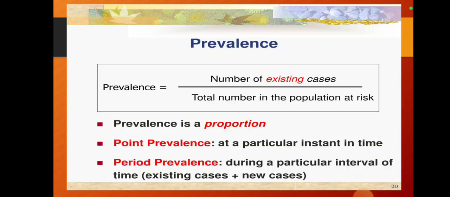What is prevalence? Prevalence equals number of existing cases divided by total number in the population at risk. Prevalence is a proportion. There are two types of prevalence, point prevalence and period prevalence. Point prevalence is at a particular instant in time. Period prevalence is during a particular interval of time, that is existing cases plus new cases.